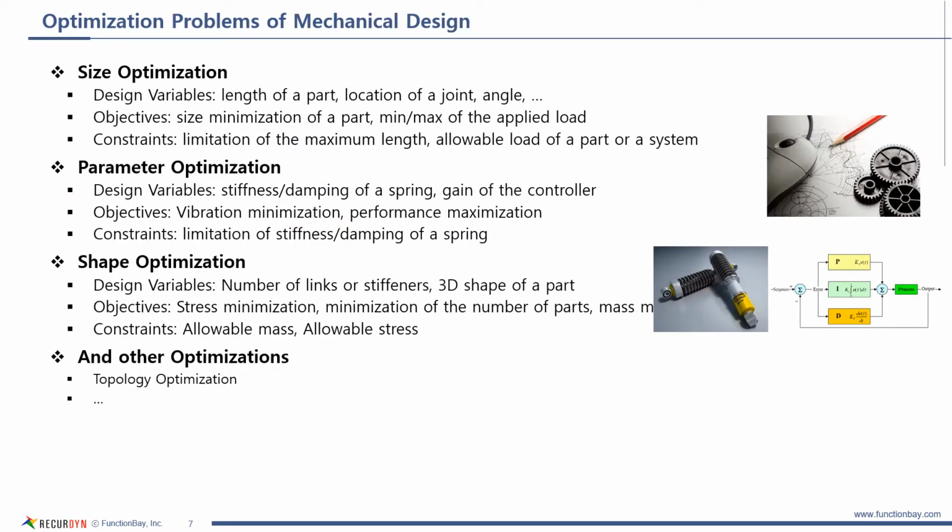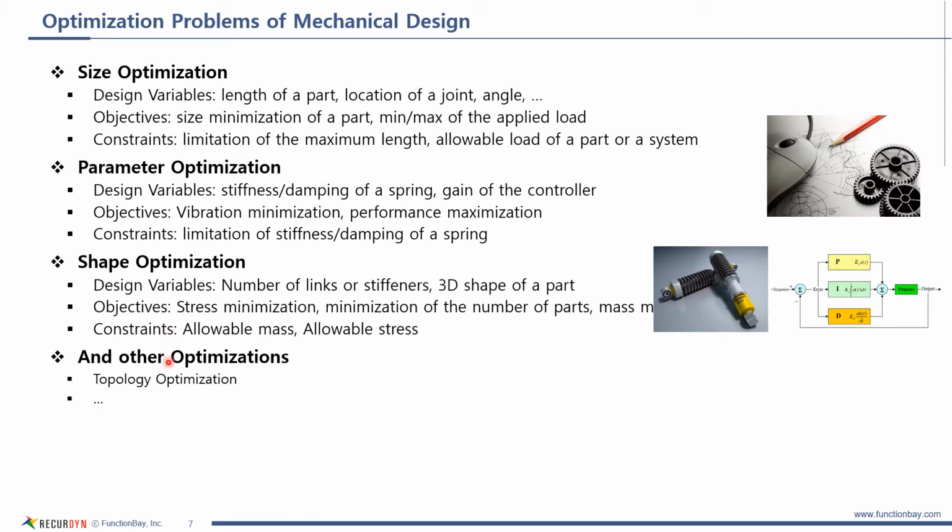Now, let's look at optimization problems for mechanical design. For size optimization, length, position, and angle are typically used as design variables. Minimization of the size or load or performance maximization can be used as objective functions. There are several kinds of limitations or allowable loads that can be used as constraints. For parameter optimization, characteristics of the spring or gains of the controller can be used as design variables. Vibration minimization or performance maximization are typical objectives. Limitation of the spring stiffness or damping can be constraints.